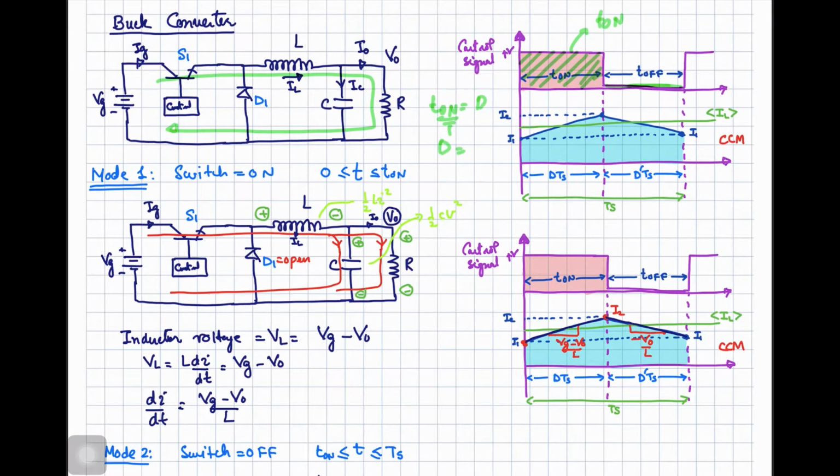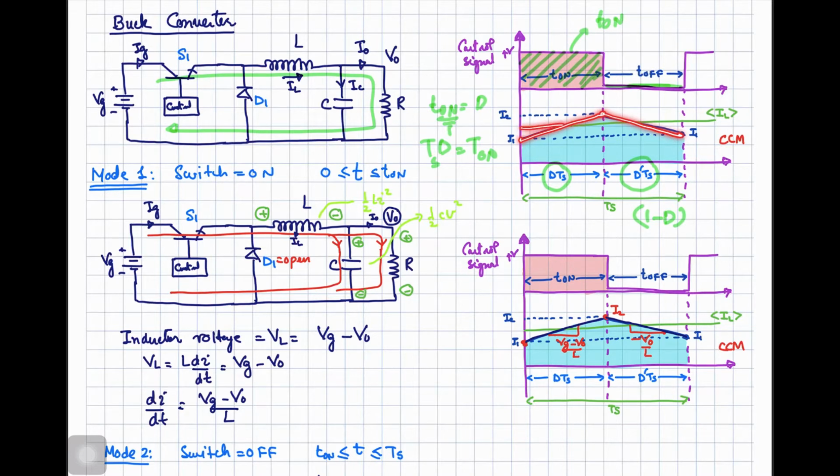So duty cycle will be equal to T on by T. This T on can be written like that, D into Ts, right? And similarly you can write that D prime into Ts, where D prime is equal to 1 minus D. So you can refer back to the previous videos where we have defined the duty cycle and D prime, the off duty cycle. Okay, so the current is going to increase from I1 to I2.